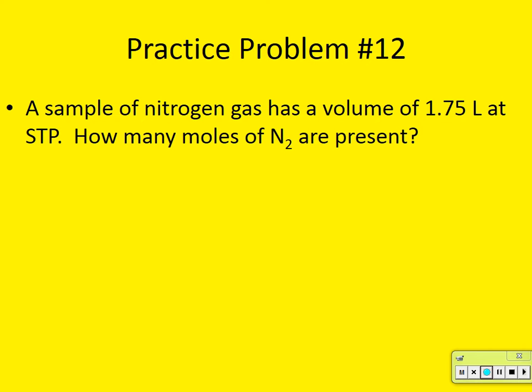Now this is a gas law problem. So what should I write down first? 1.75. What's the ideal gas law? PV equals nRT. Now let's see if we can use the ideal gas law here. I always like to underline what it gives us. So underline 1.75 liters, underline STP, and circle moles of nitrogen. That's what we're supposed to find.